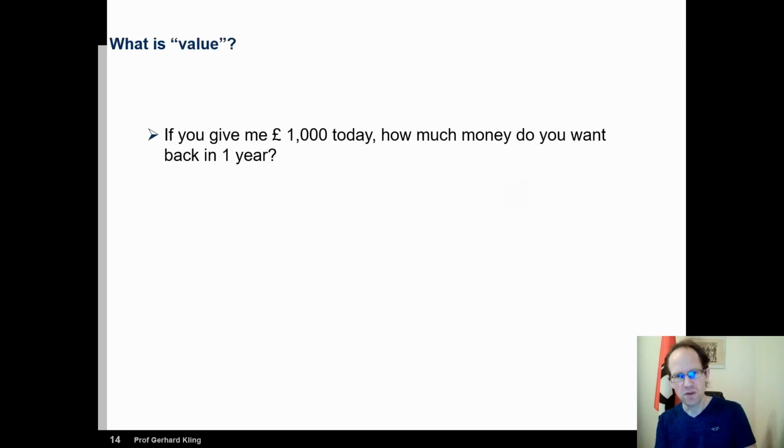Good, now I move into value creation. So it's just a little thought experiment. If you think about this, if you give me £1,000 today, or let's say euro, whatever you want to give me, how much money do you want to have back in 1 year's time? Now that's an interesting question. If you ask yourself, what is appropriate, and what are actually the questions you have to ask?